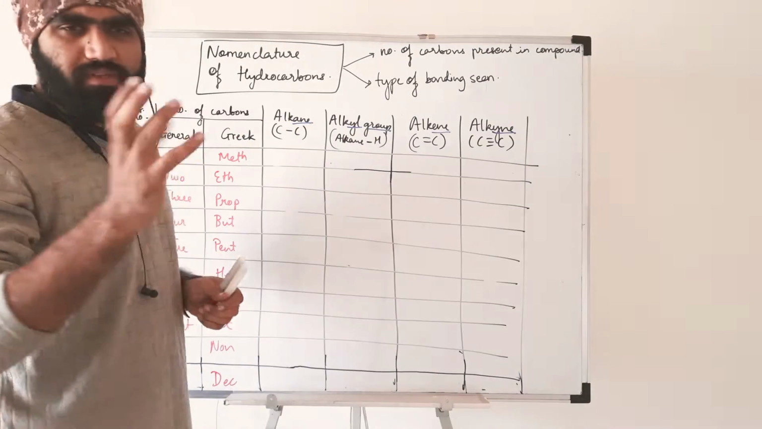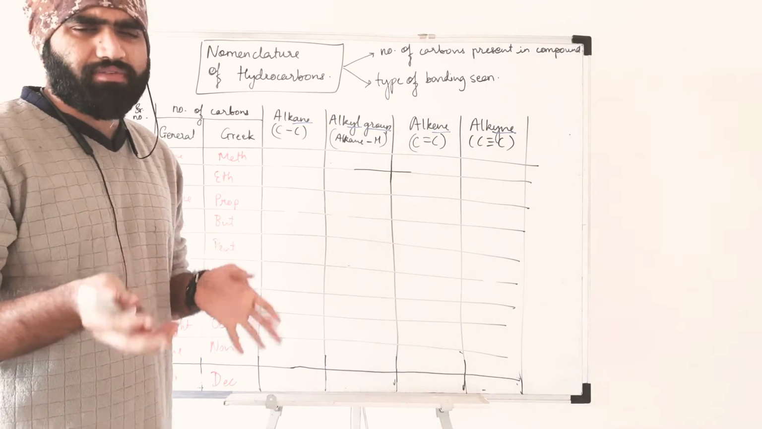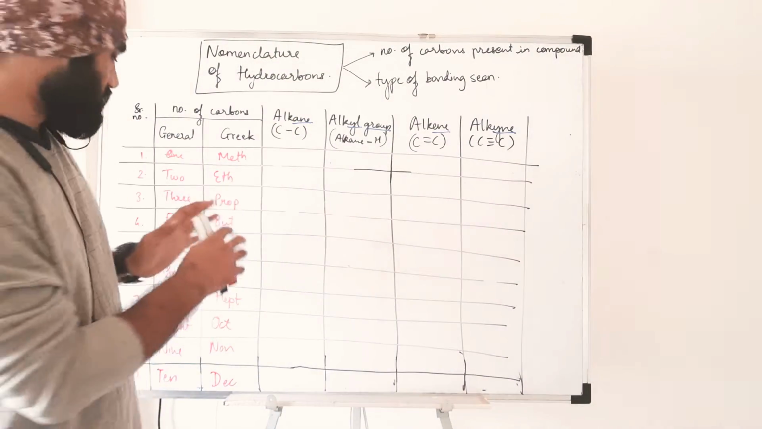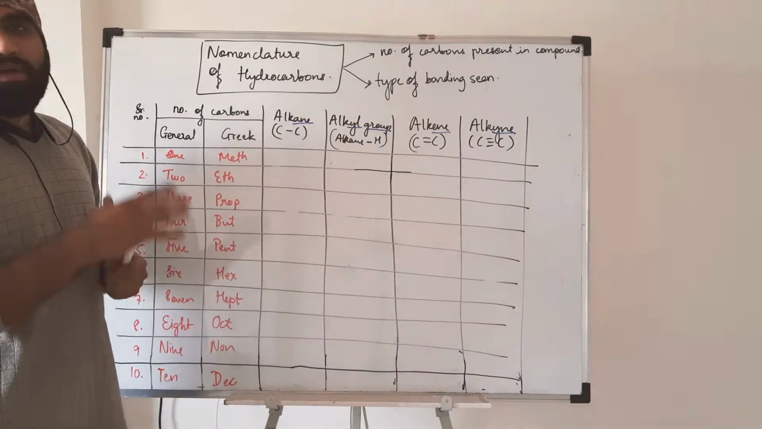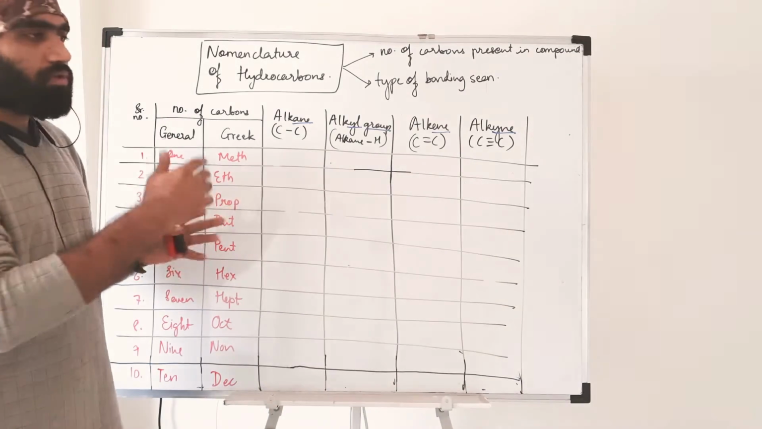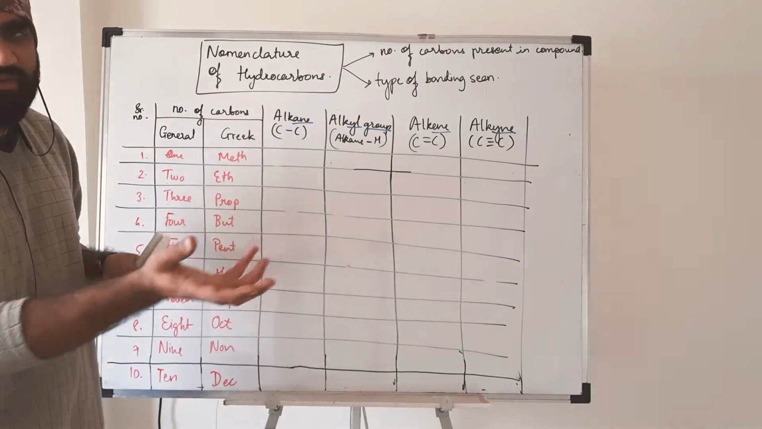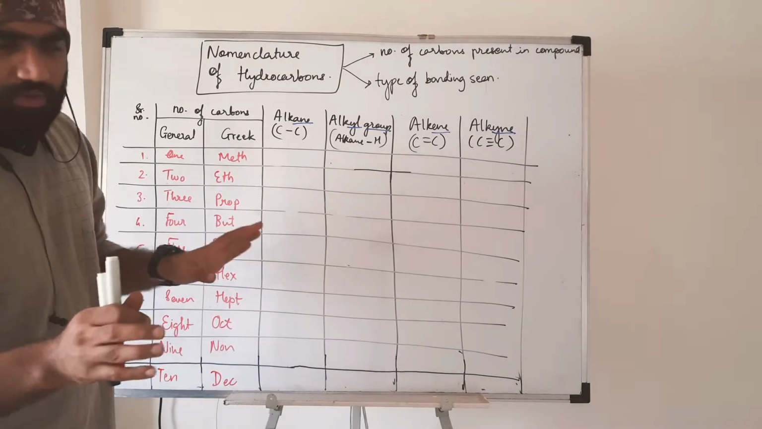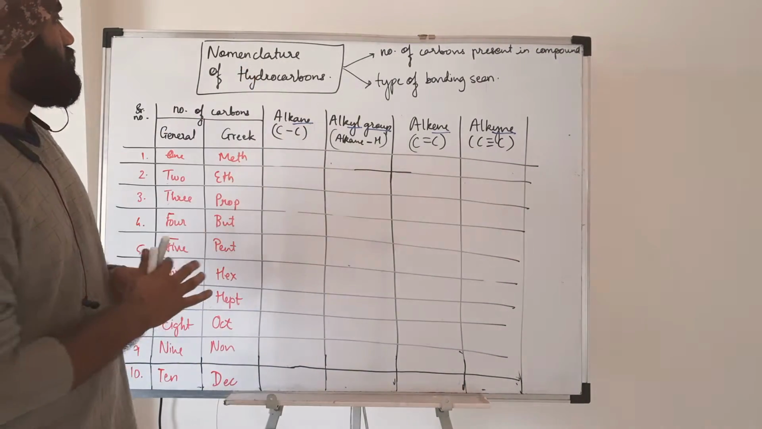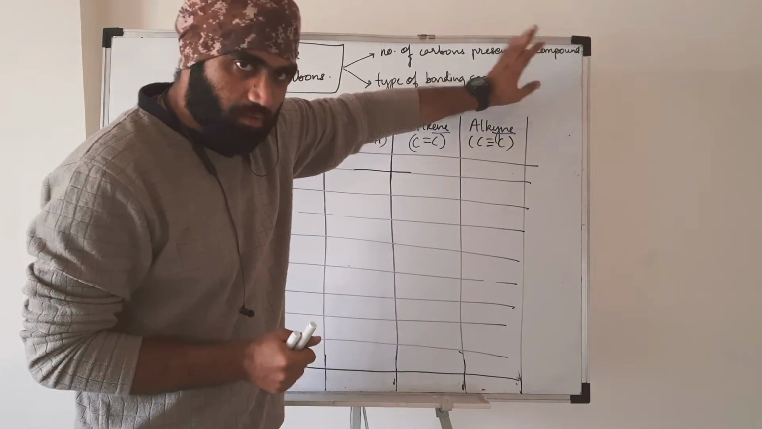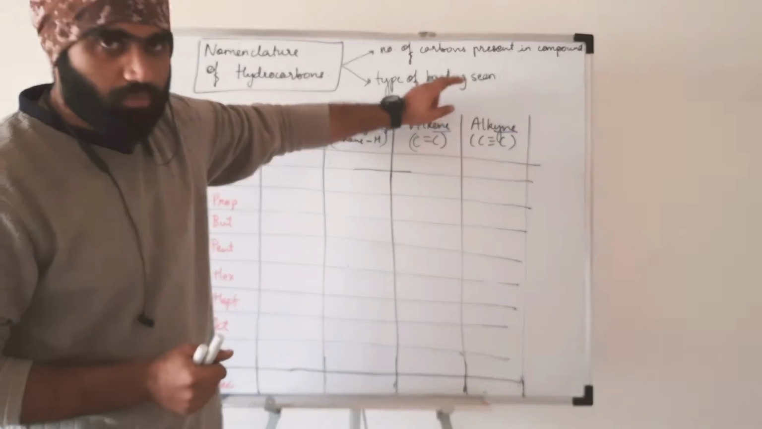So it's always a mystery how to name, and specifically for lower classes it is a mystery how to name the hydrocarbons. So I'm bringing a shortcut method, or a specific method, for how you can name them. It already exists but I'm explaining it in a different way. Any hydrocarbon is named on the basis of two parameters. One is the number of carbons present in the compound and another is the type of the bond.